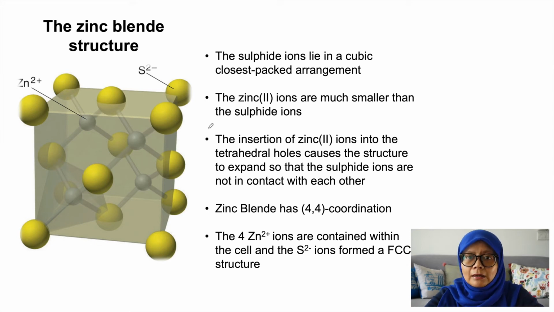So what happened here is the sulfide ions are not in contact with each other. The 4 zinc ions, 1, 2, 3 and also 4, are contained within the cell, and the sulfide ions, the yellow ones here, form a face-centered cubic structure. So the zinc blend has the FCC structure.